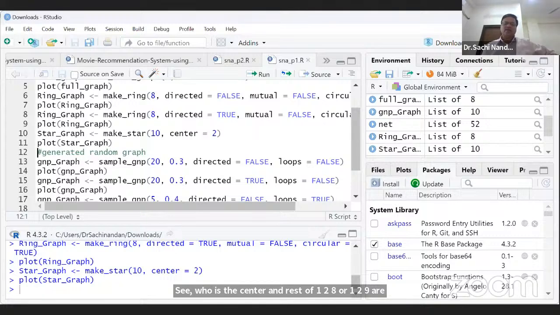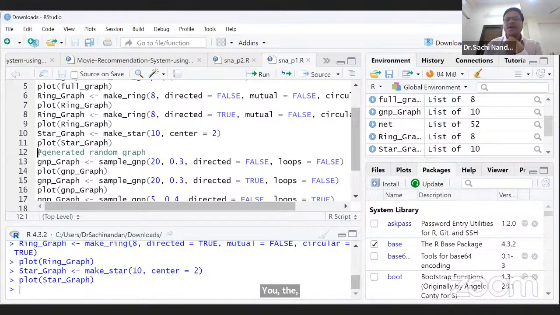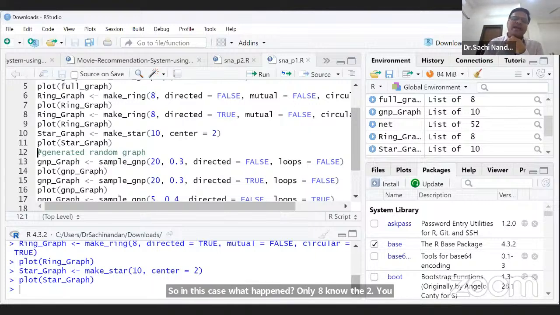This is one type of data visualization in social media. Suppose in a social media context, what is an example? Suppose your chief minister Mamata Banerjee, right? Everybody sends a request to Mamata Banerjee. That means you know Mamata Banerjee, but Mamata Banerjee doesn't know you, right? If 2 sends a friend request to 8 and 2 accepts the friend request of 8, that means 2 and 8 know each other. So only 8 knows 2, 3 knows 2, like that 9 knows 2, right? But 2 doesn't know 3, 4, 5, 6, 7, 9. So this is one example in a social network.